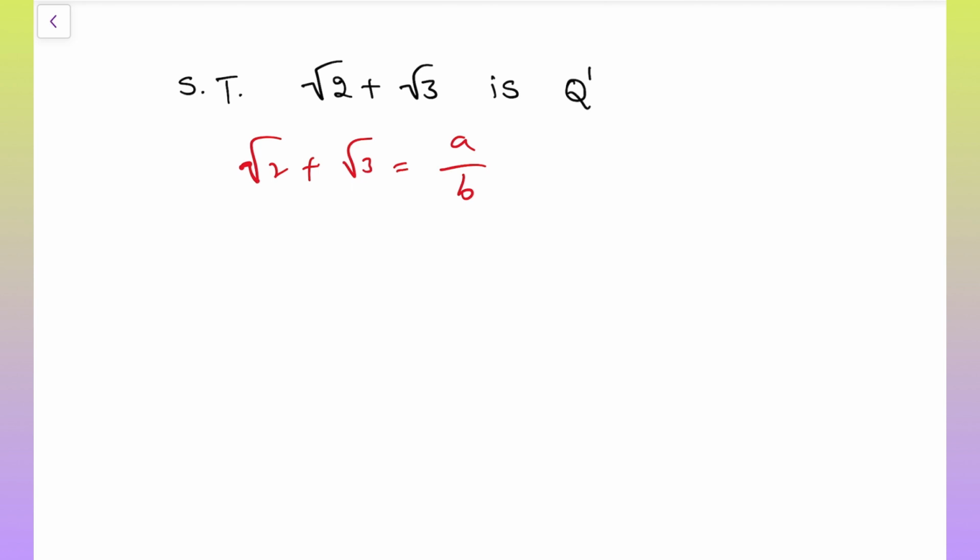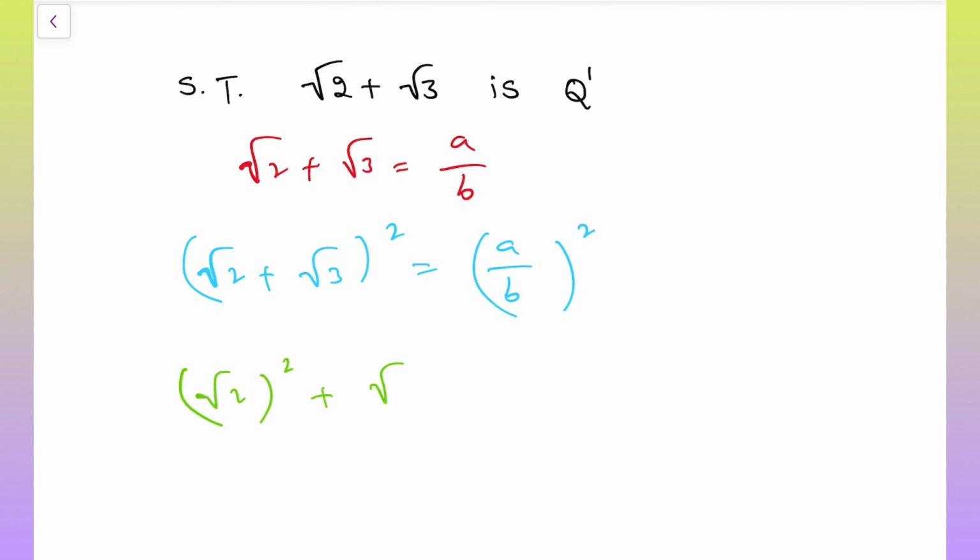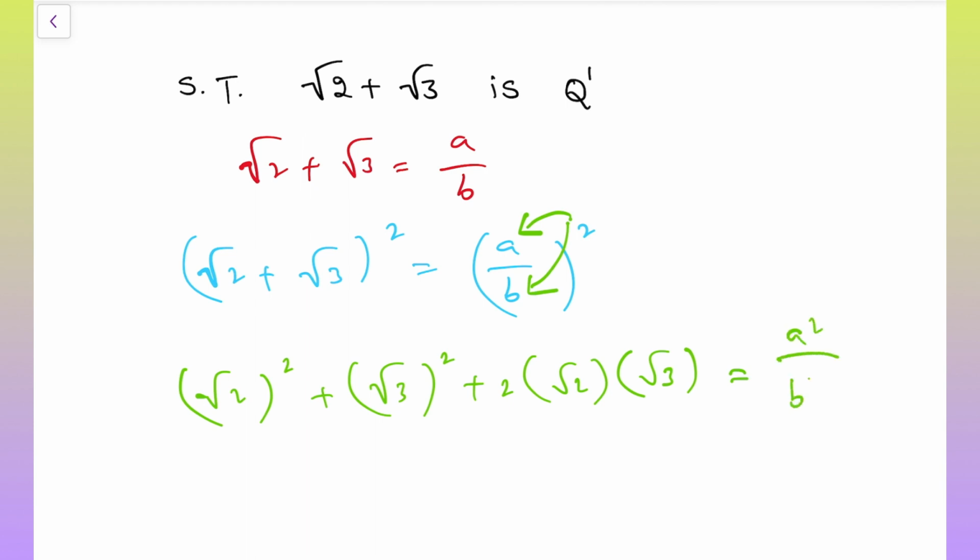Now do squaring on both sides. What will that become then? Root 2 plus root 3 whole square is equal to a by b whole square. Now if you observe this left side part, root 2 plus root 3 whole square, it is in the form of a plus b whole square. So this a plus b whole square we need to convert as a square plus b square plus 2ab. So that will become root 2 whole square plus root 3 whole square plus 2 into root 2 into root 3 is equal to, this square is applicable for the numerator as well as for the denominator. So then it will become a square by b square.